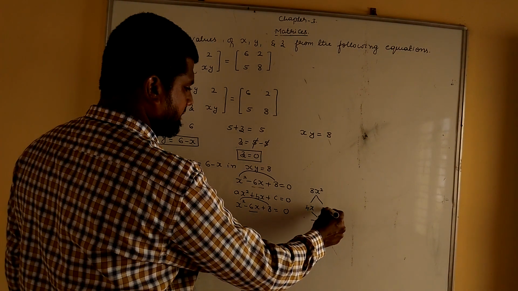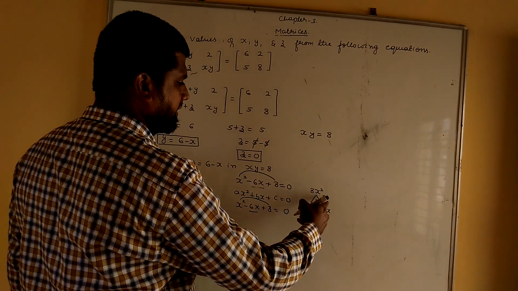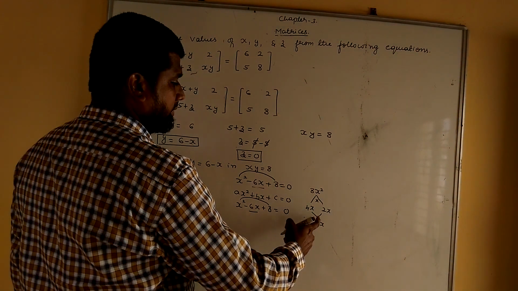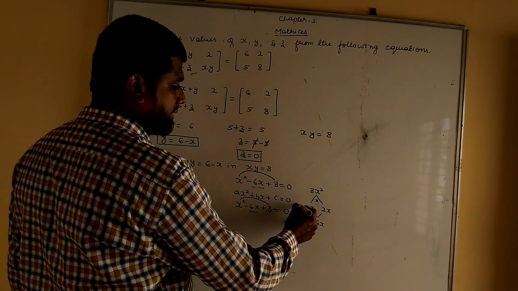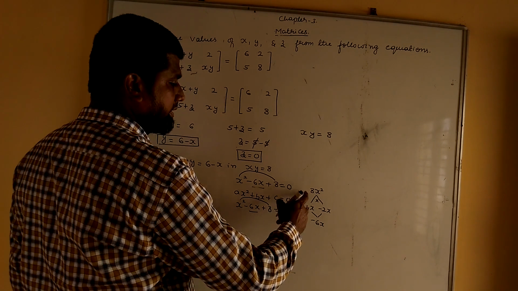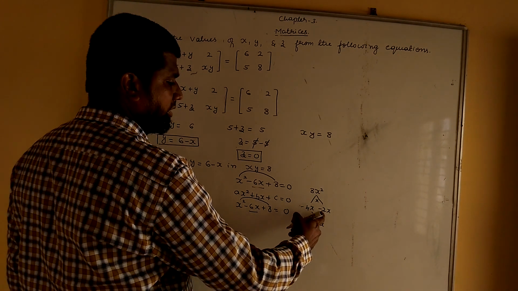4x, 2x. If you multiply, 4 twos are 8. x into x is x square we are getting. So by adding, you should get this number. 4 plus 2 is 6. But here is negative sign, so let us change the sign. Minus into minus is plus, but greater sign is minus. 4 plus 2 is 6.